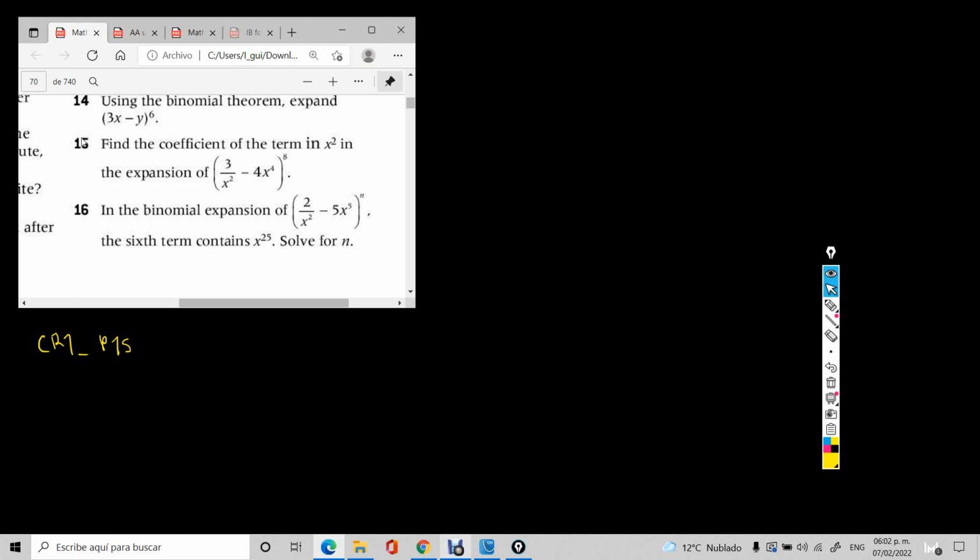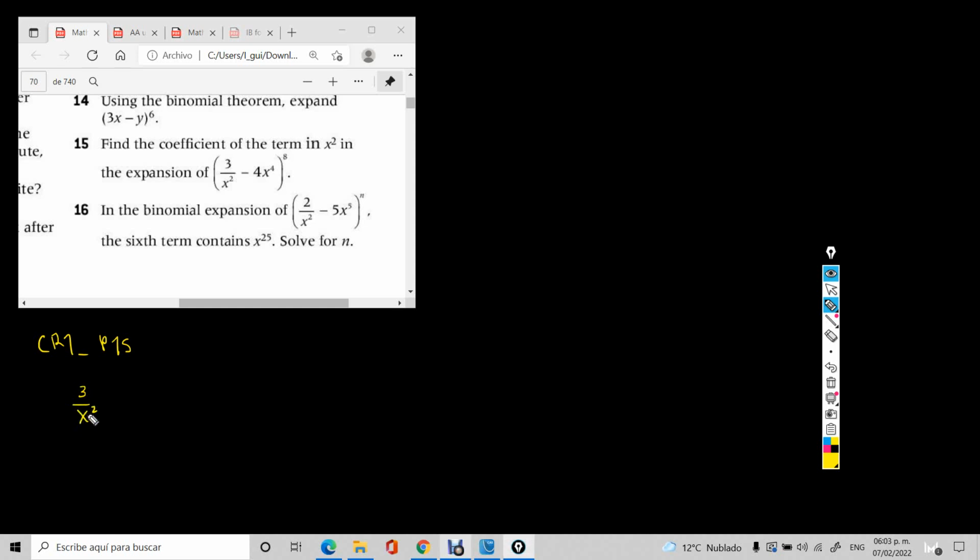So, chapter review 1, problem 15. Find the coefficient of the term in x squared in the expansion of this binomial to the 8th. So let's see, guys. Once again, let me reinterpret this binomial as an addition instead of a subtraction. That's what you have to do before you expand the binomial.